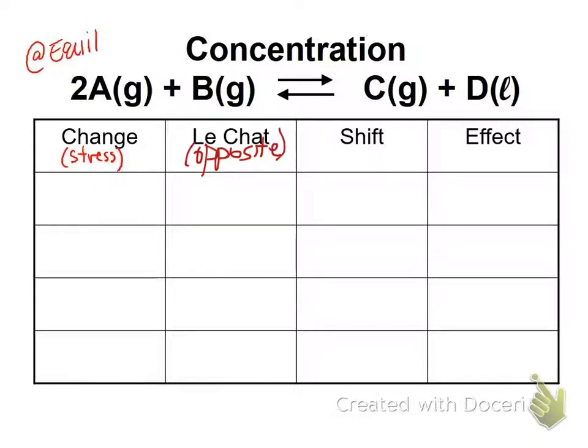So we're going to help chart out the result of these stresses. Okay? So I'm going to drop a stress here. The first thing that I'm going to tell you is that I'm going to increase the amount of A. When I do this, it's going to actually mess up my equilibrium. What I want to do is shift in the direction that accomplishes the opposite to the stress to help make the stress less painful.